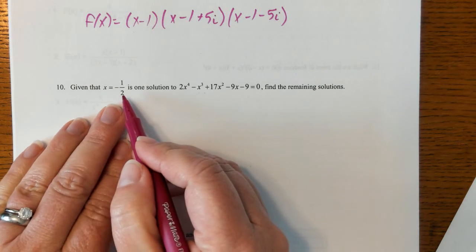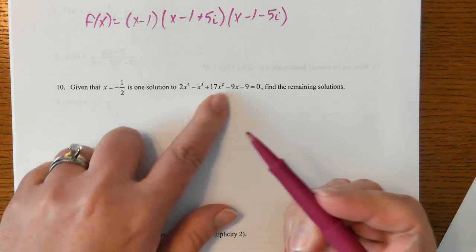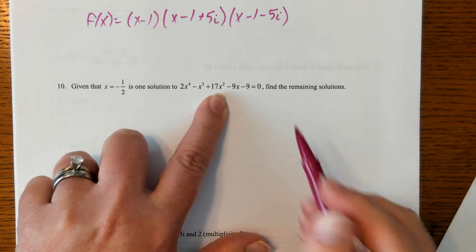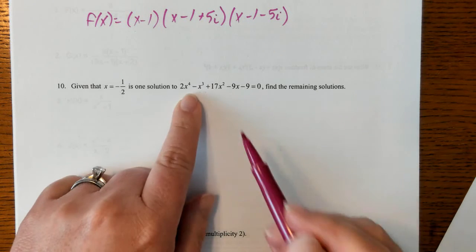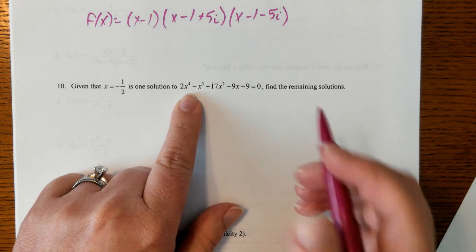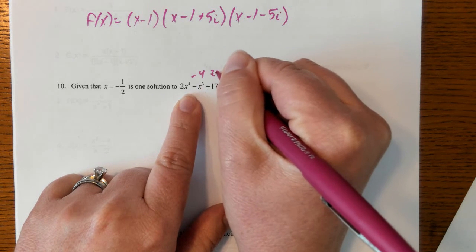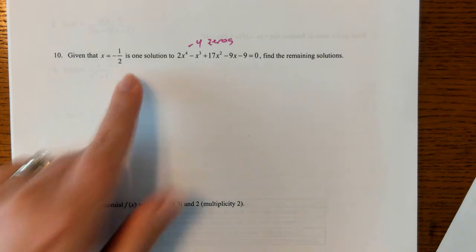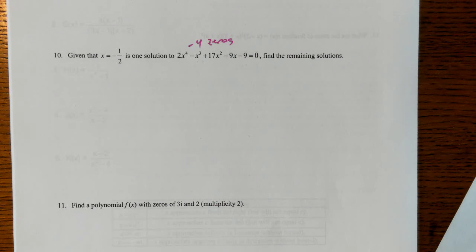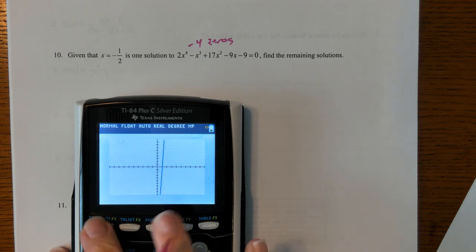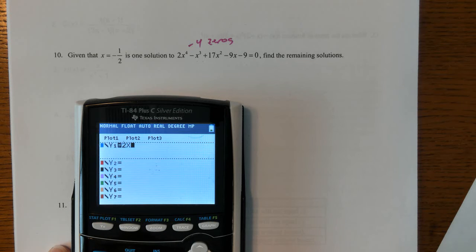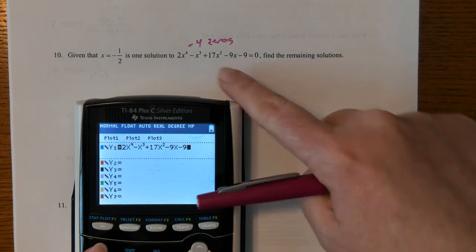Okay, number 10. Given that x equals negative 1/2 is one of the solutions to this equation here, find the remaining solutions. Okay, well, this is a degree 4 polynomial, so we know there are going to be 4 zeros. And they gave us one of them. Okay, so let's graph it. Let's see if we can see the other ones. 2x to the 4th minus x to the 3rd plus 17x squared minus 9x minus 9. Okay, make sure I typed it in correctly.